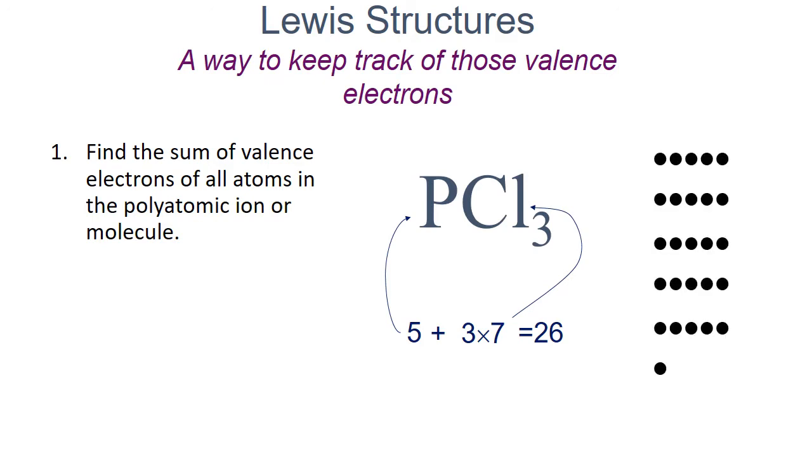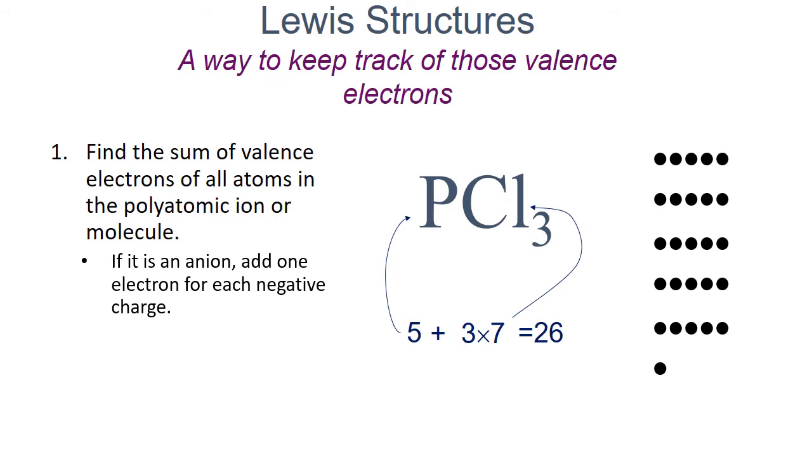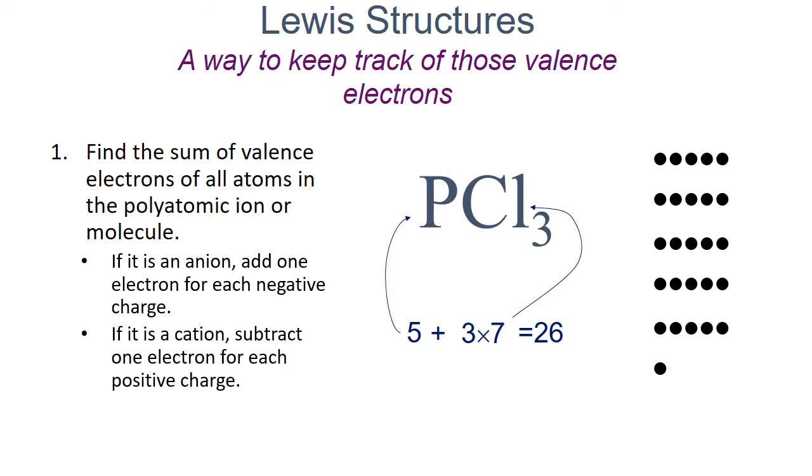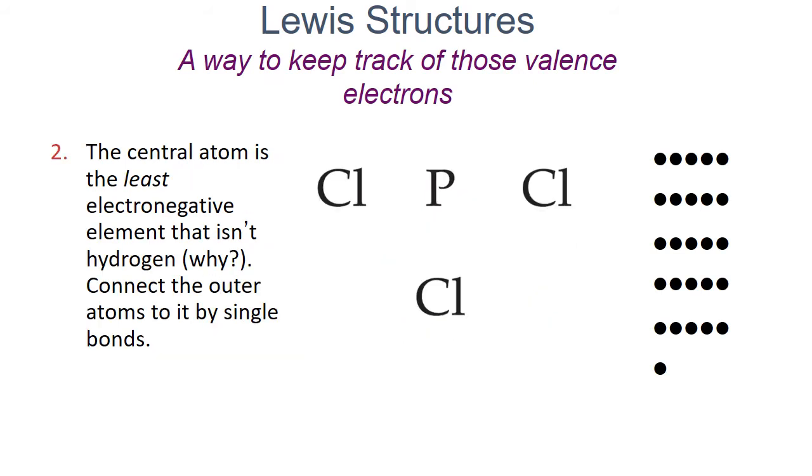Then I took all these 26 electrons outside. If it is an anion you have to add 1 electron for each negative charge, and if it is a cation you have to subtract 1 electron for each positive charge. Here this is a neutral molecule, therefore you don't need to add or subtract. Therefore 26 electrons, and I separated out all the chlorine atoms and phosphorus. Then the central atom is the least electronegative element. Here among those 4 atoms, phosphorus is the most electropositive element. Therefore you have to keep it in the center.